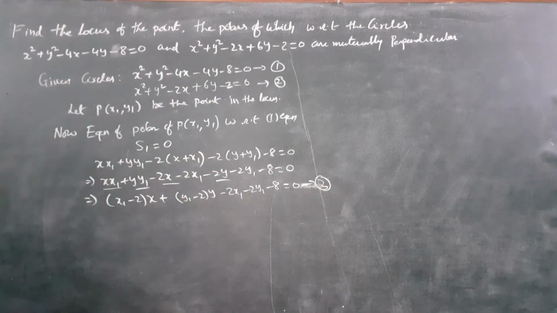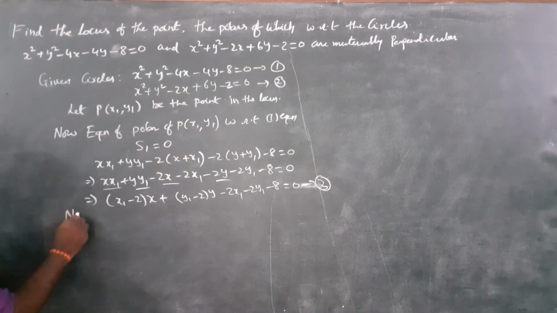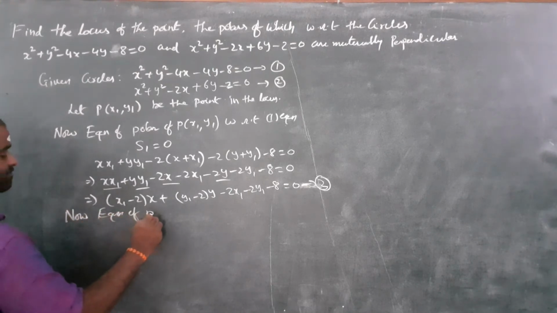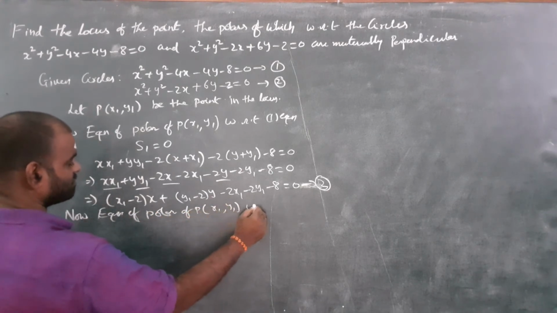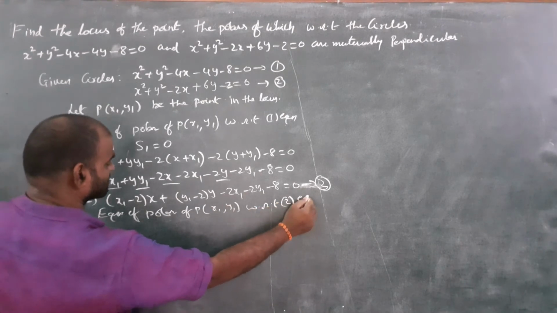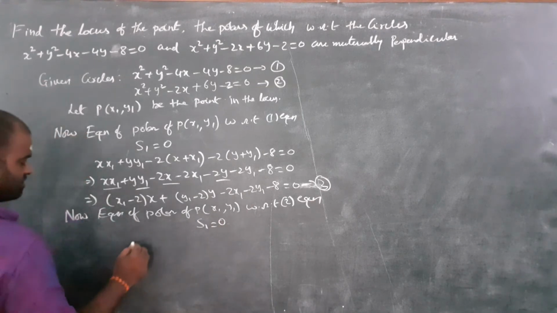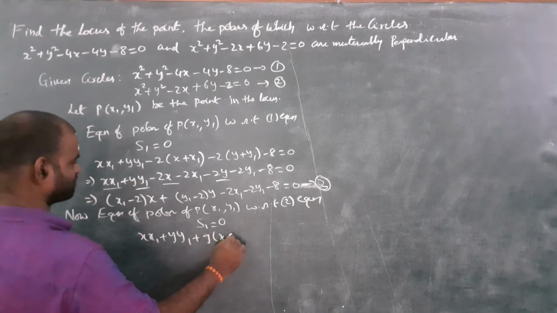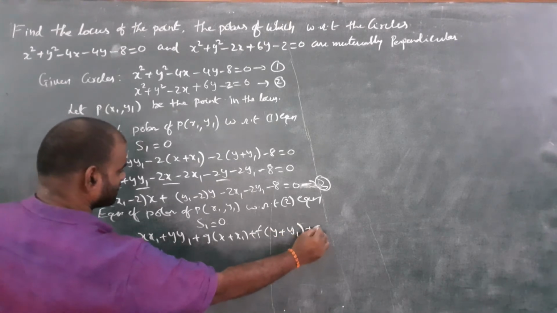And now again you find the equation of the polar of P (x1, y1) with respect to the second circle also. The equation of the polar of P (x1, y1) with respect to the second equation: S1 equal to 0 formula, x1 squared plus y1 squared plus g into (x plus x1) plus f into (y plus y1) plus c equal to 0.